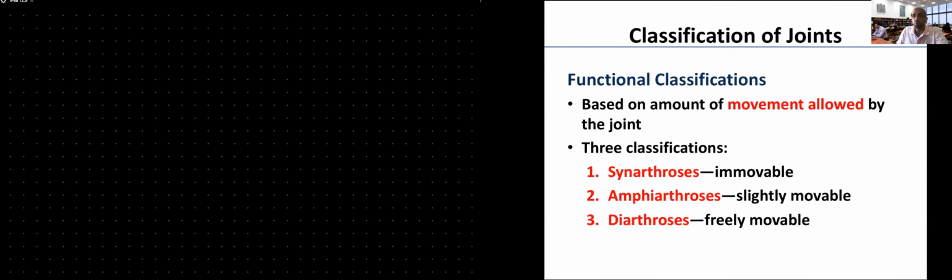We classify the joints according to two major factors. First one, according to the movement allowed, the amount of movement that is allowed by the joint. So first type is going to be synarthrosis, and those are immovable joints. Second one are amphiarthrosis, and those are slightly movable joints. And diarthrosis, those are freely movable joints.